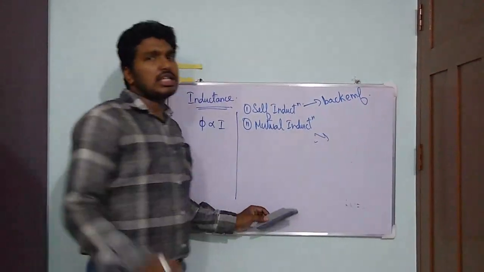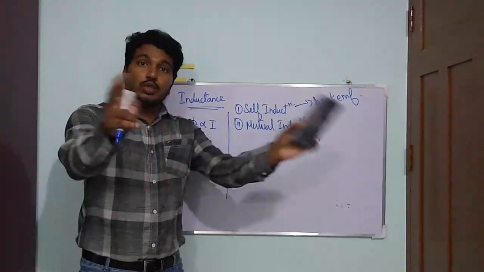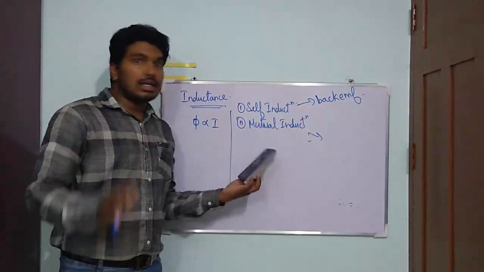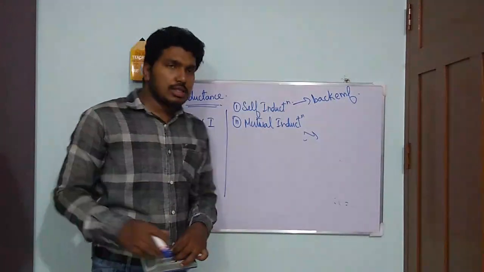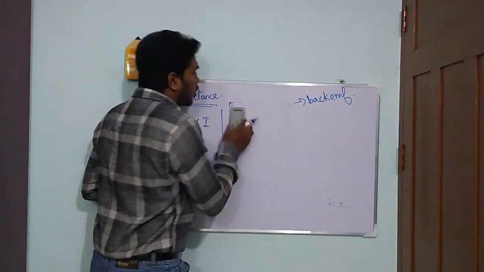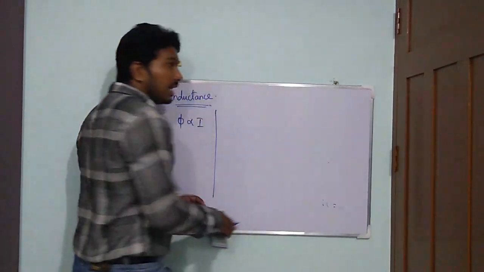Mutual induction, as you can say, means two coils are involved there, like the experiment done by Faraday. Two coils are involved there, so that is a case of mutual induction. So let's see one by one. First, let me talk about self-induction.